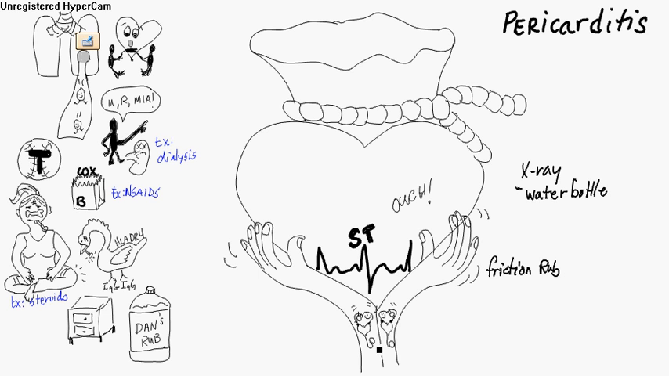Pulsus paradoxus. See the two pair of docs down here? And they're checking for pulse. Pulsus paradoxus is a decrease in strength of the pulse during inspiration. You might actually get, I'll put it up here, a universal sign for fever.